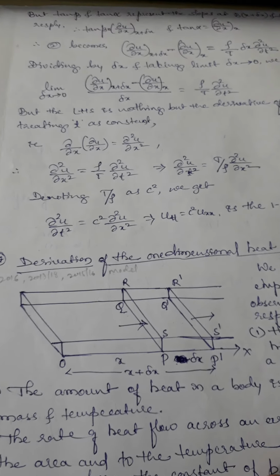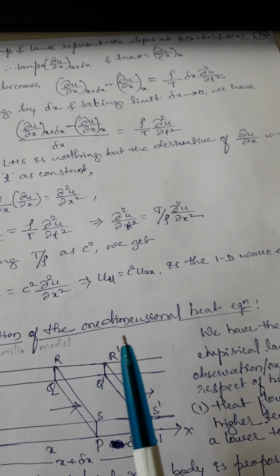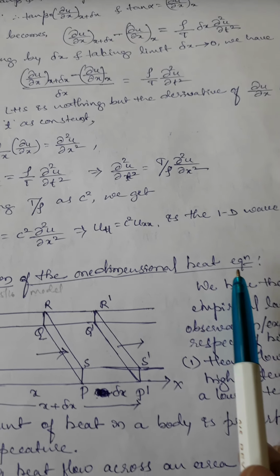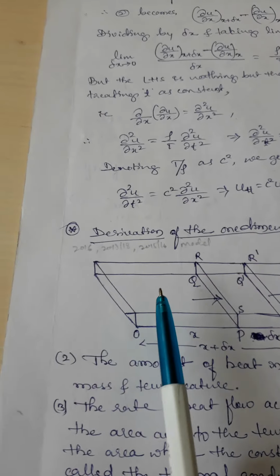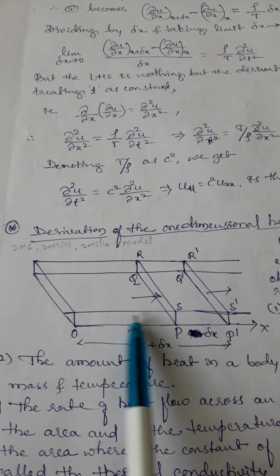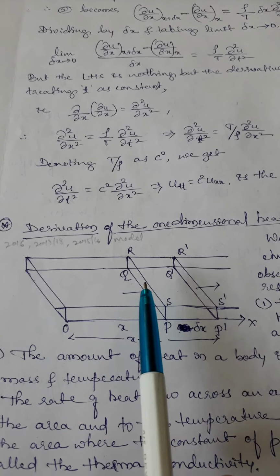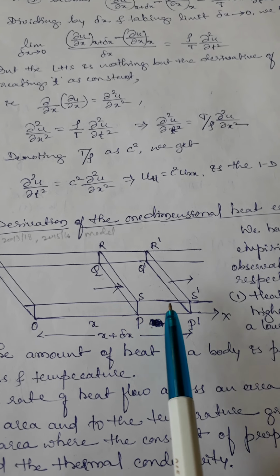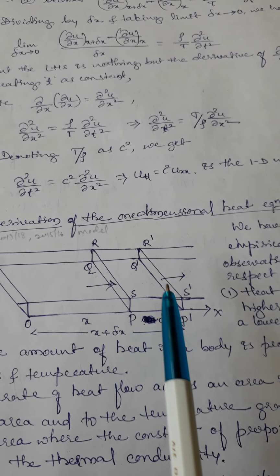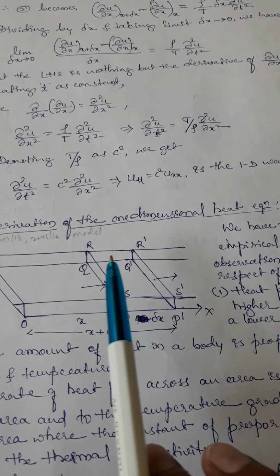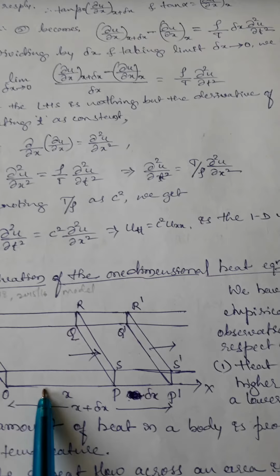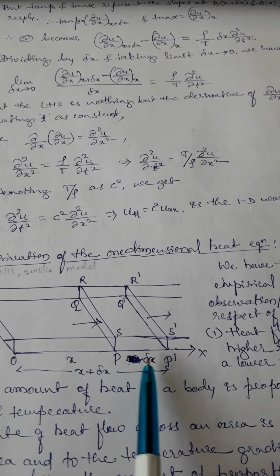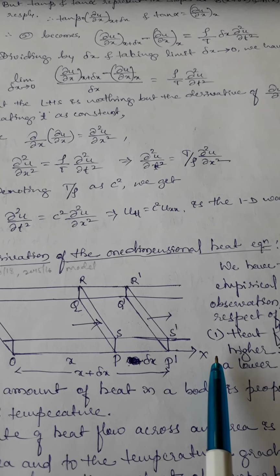Now, we consider the derivation of the one-dimensional heat equation. We can see the figure. This is the bar, a sliding bar. You can consider the cross-sectional area PQRS and P dash, Q dash, R dash, S dash. This is the elemental area. Now, this is the origin and our heat flows in the x-axis.